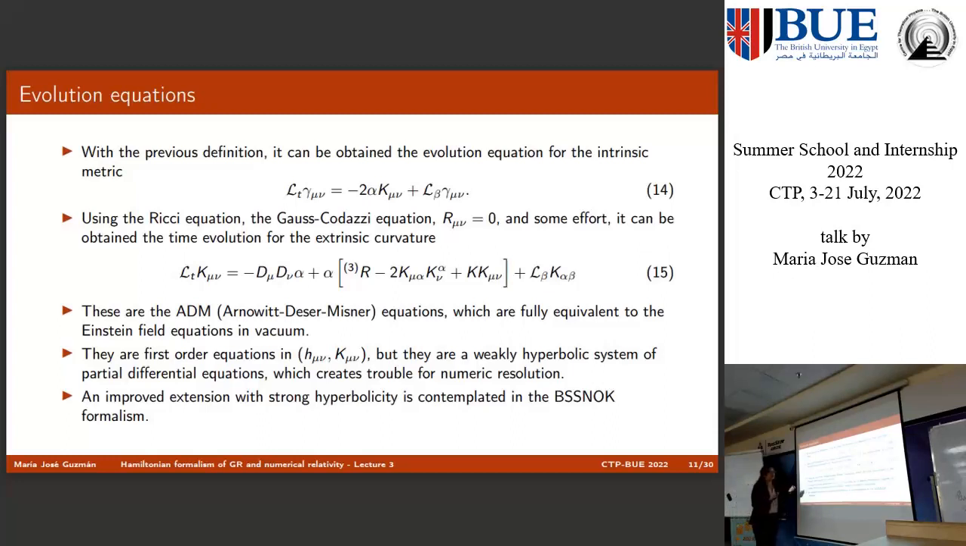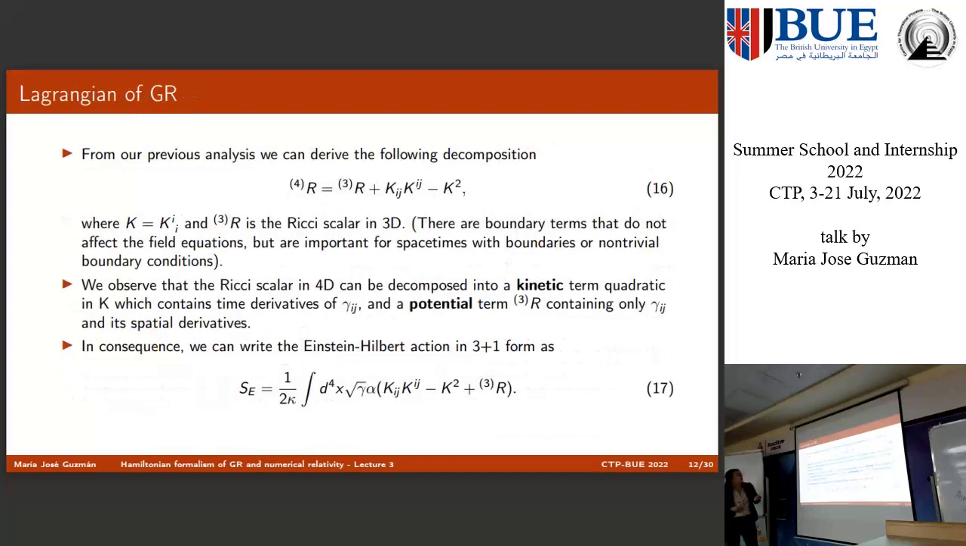And this approach, where this system of equations becomes strongly hyperbolic, is called the BSSN formalism. And I will also show you this approach at the end. But I think first, I want to show you the Hamiltonian formulation of general relativity.